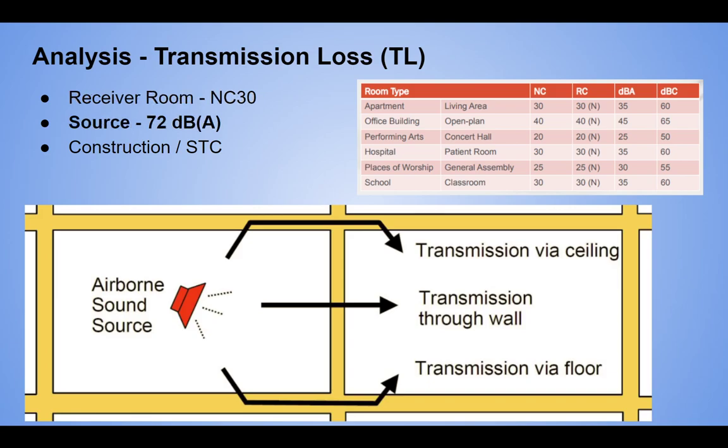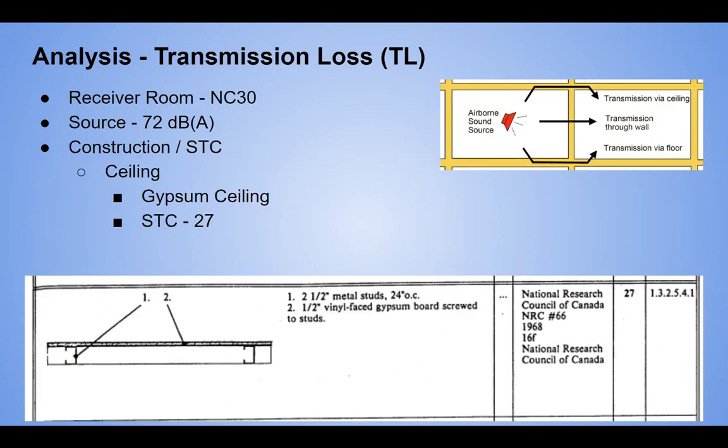So we've got a goal of being NC30. We've got a source of 72. That means we've got a needed reduction of 42 dBA. So we need to take out 42 dBA to get down to that NC30 range. If we look at our construction, initial thought is this is going to be well below the 42 that we need. We're 15 below. But what we get is a double credit.